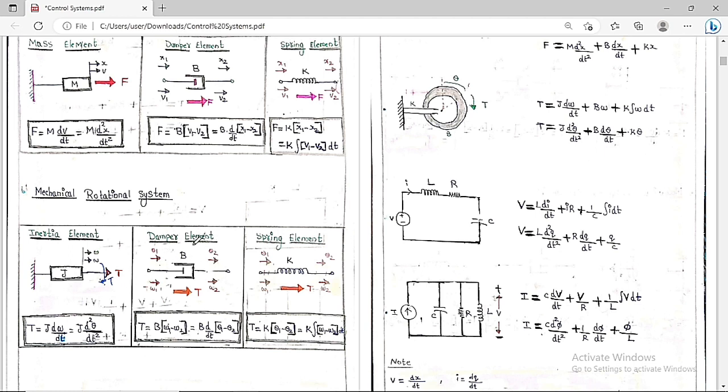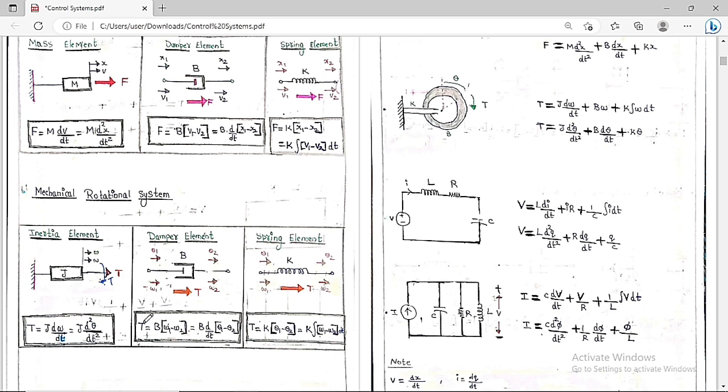Now let's go for the damper element. So this is the damper element, same thing as the previous case. I am going to apply the torque T in this direction. This has an angular velocity of omega 1 in this direction, and this has an angular velocity of omega 2 in this direction, and this has an angular displacement of theta 1 in this direction, and this has an angular displacement of theta 2 in this direction. Then what is the formula? Then T is equal to B into omega 1 minus omega 2. You know omega 1 is d theta 1 by dt and omega 2 is d theta 2 by dt.